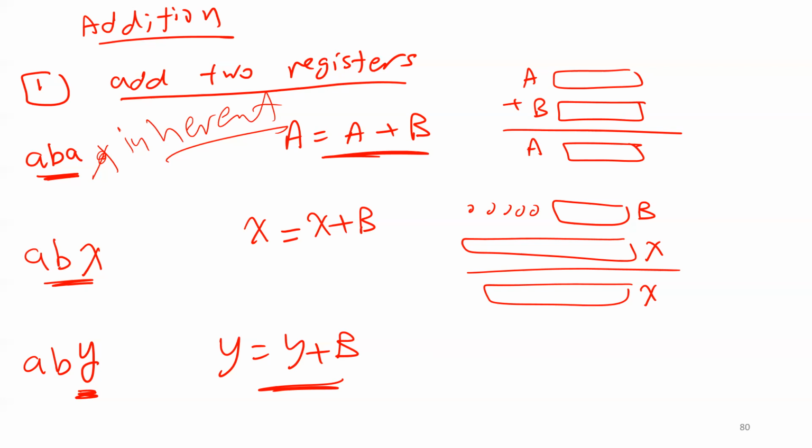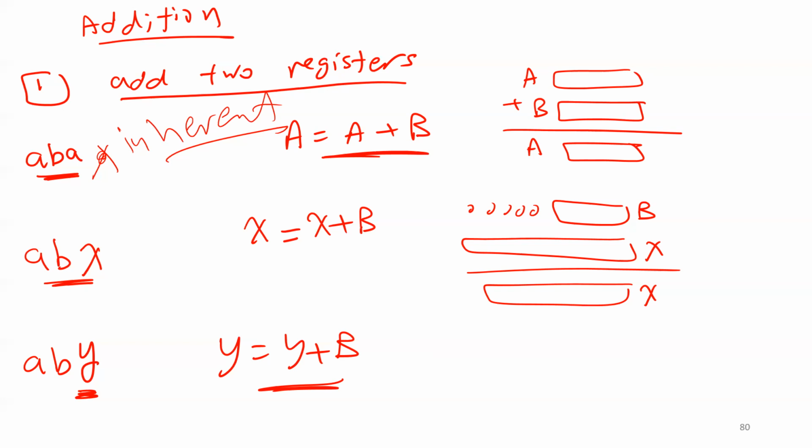You can add A to B, store the result in A. You can add B to X, right? And you can add B to Y. Okay, in this case, why sometimes do you need to add something to X or Y? Because you are using them as pointers. Sometimes I want to add a number to X or to Y, to get an address, because they are pointers.